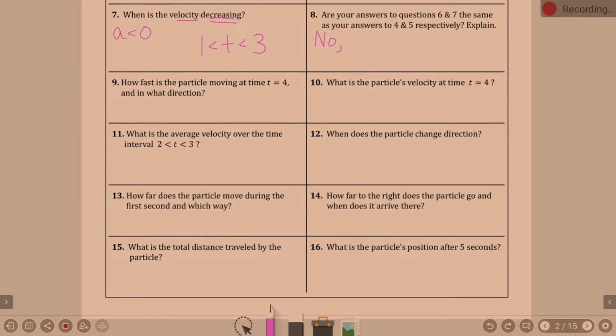I have written on mine, no, velocity increases where acceleration is positive. I'm not really sure how that's explaining. I guess, velocity increasing, decreasing is not the same thing as speeding up and slowing down. Is that a good way to put it? Yep. Velocity increasing/decreasing is not the same as speeding up, slowing down.